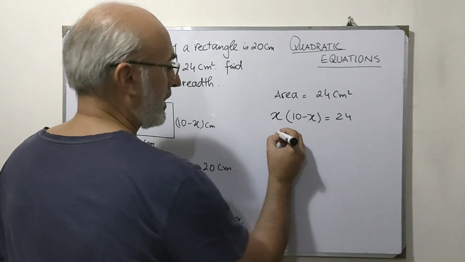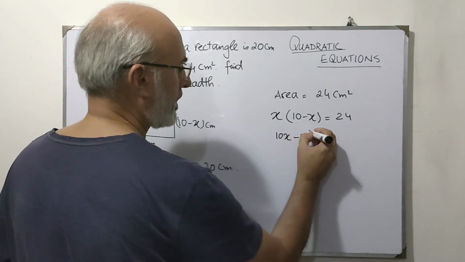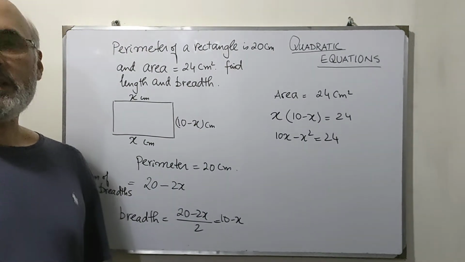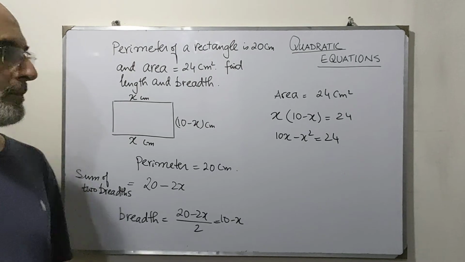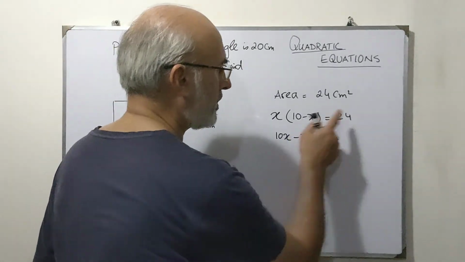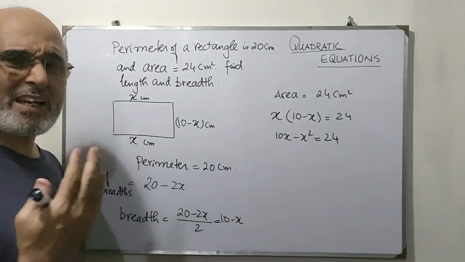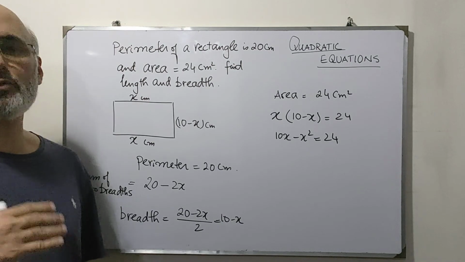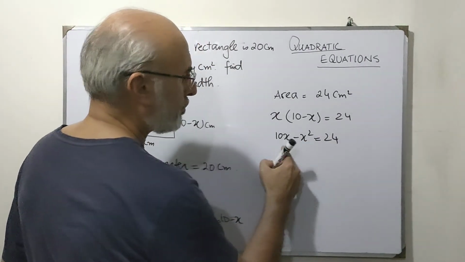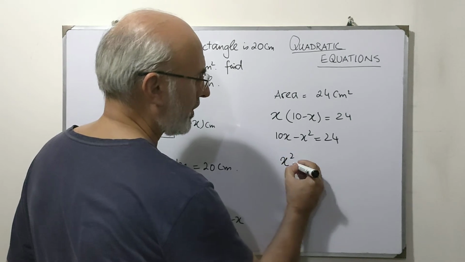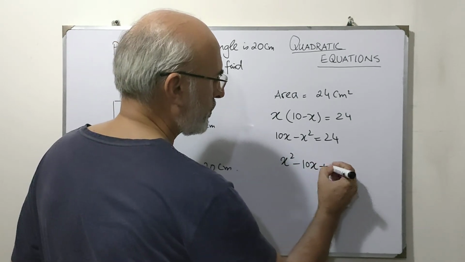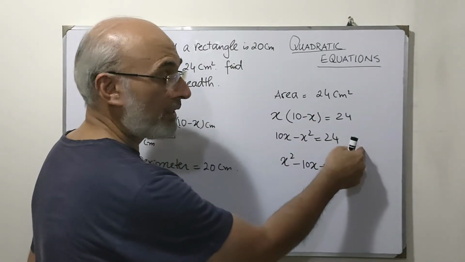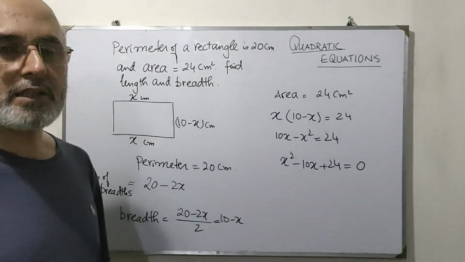So 10x minus x square is equal to 24. So rearrange everything and let's have our quadratic equation in the proper form. I am going to take these two on the other side so that the x square is positive. When x square is positive, it is easier to solve. So taking both on the other side, x square minus 10x plus 24 is equal to 0. When it goes to this side, it becomes positive, and when it goes to the other side, it becomes negative.